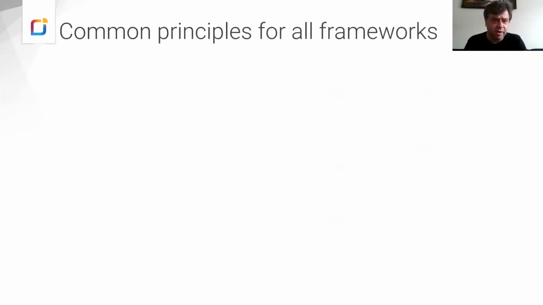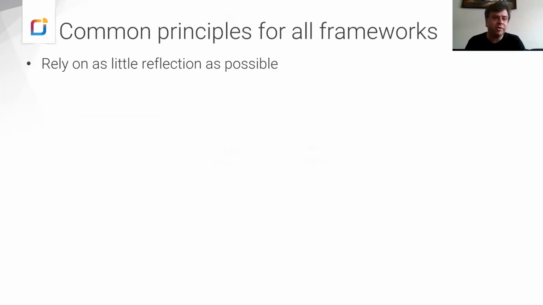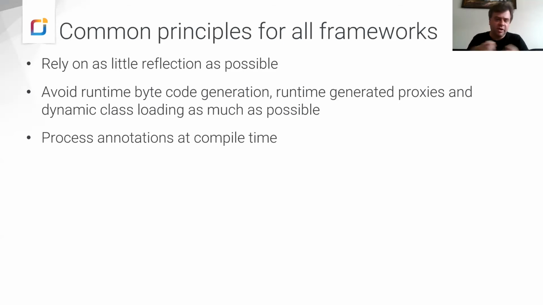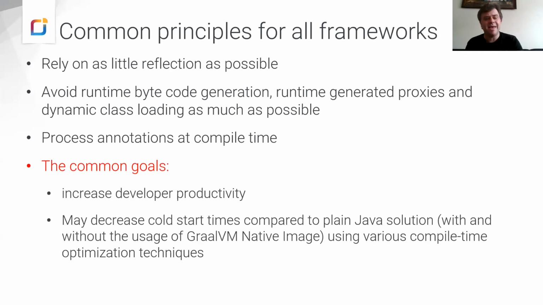Quarkus and Micronaut, but also Spring Native, have kind of the same characteristics. They rely on as little reflection as possible. They avoid runtime code generation, all these proxies, dynamic loading. They try to process annotations at compile time, which means the compile time takes longer, but then the runtime will be much better. They help with the common goal of increasing developer productivity. They may even decrease the cold starts, because at least Micronaut is doing some magic to optimize even further what Java cannot optimize, and so on.